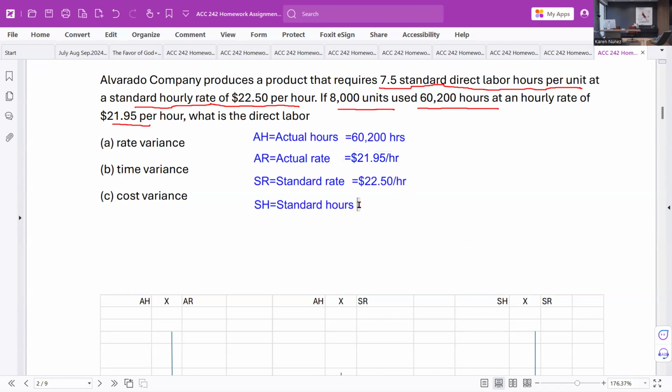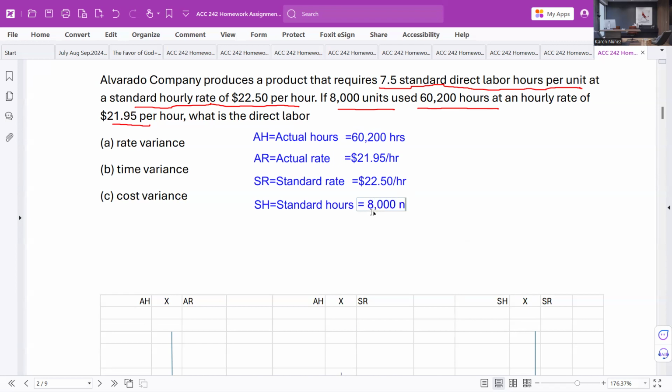And then lastly, the standard hours. How are we going to get the standard hours? Well, if we think back to the previous problem with the materials, the standard hours is going to be based on the amount of hours that they should work given the output. So in this case, they made 8,000 units.